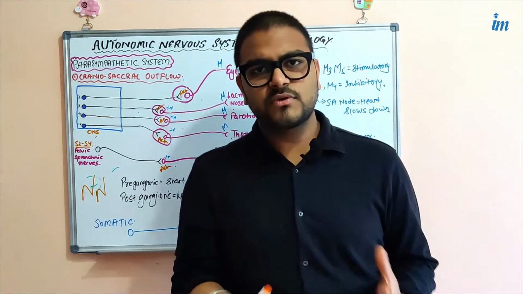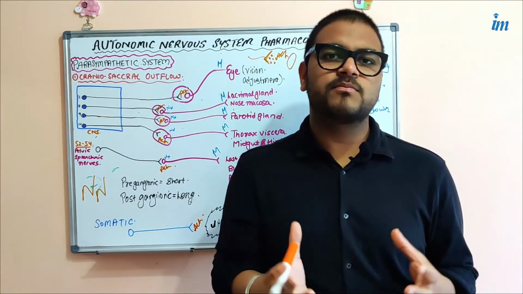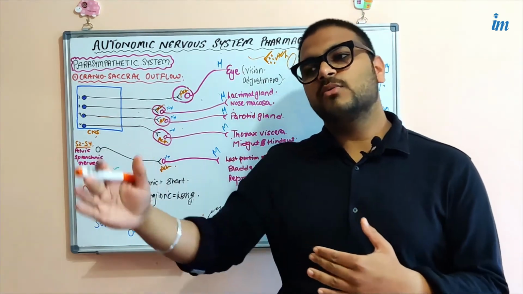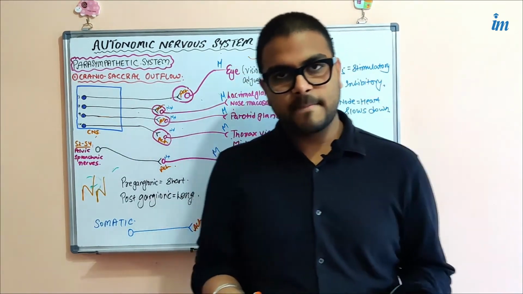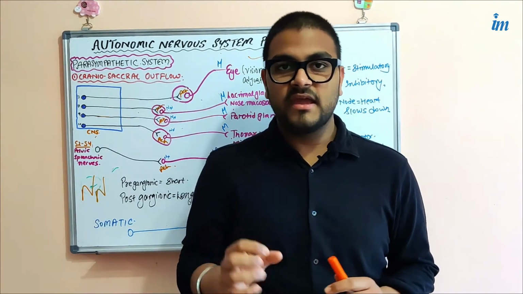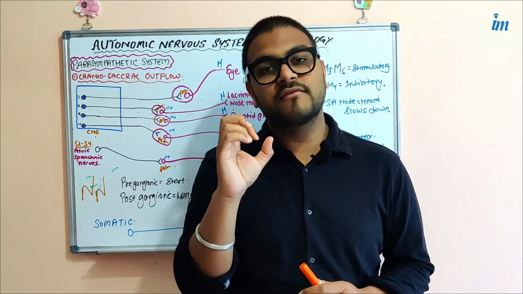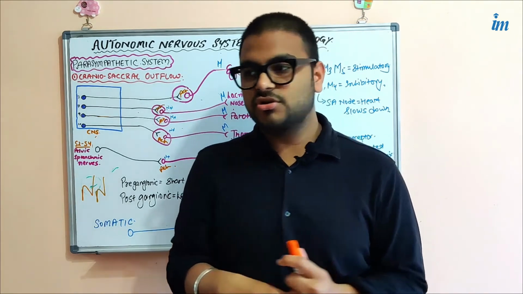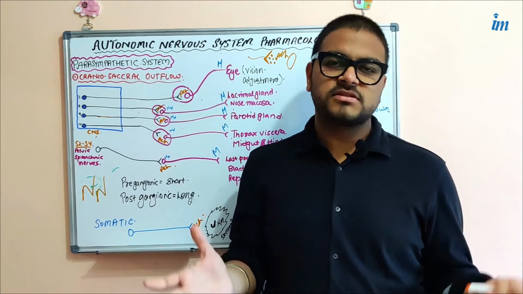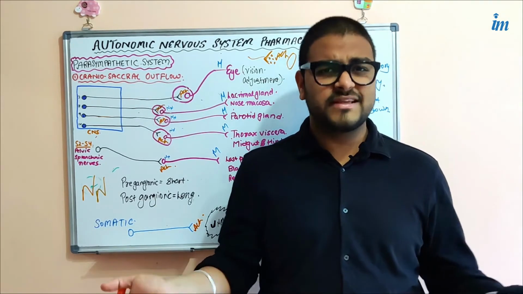Let us summarize the effects produced by the innervation of the postganglionic neurons in the various organs. In the eye, what does the parasympathetic division of the nervous system cause? Constriction of the pupil. Why do we say constriction of the pupil? Because the parasympathetic nervous system is activated when you are in the state of rest.